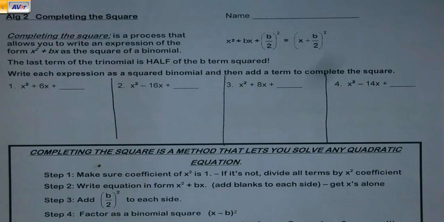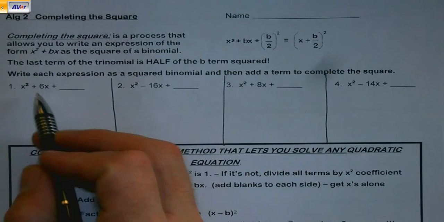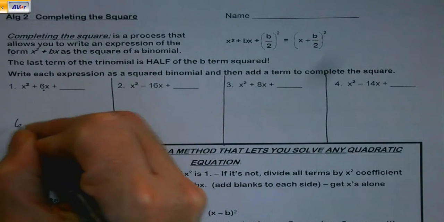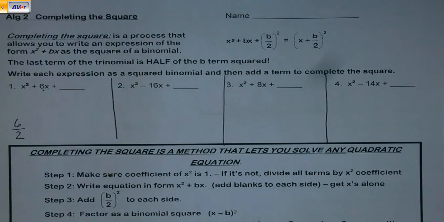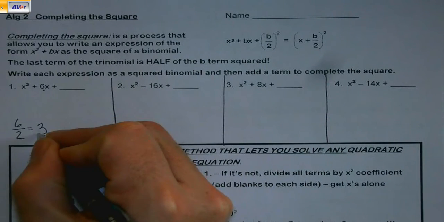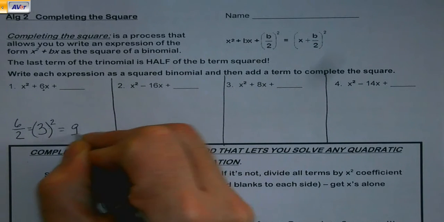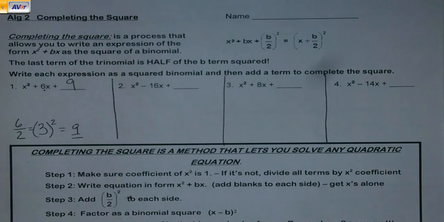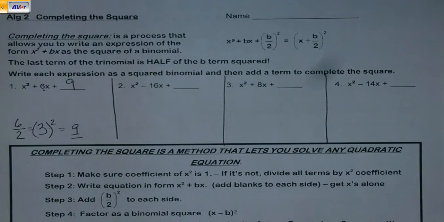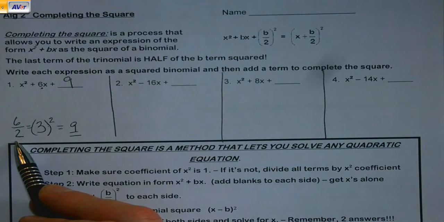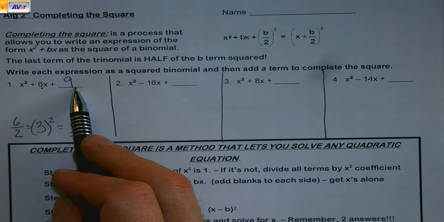So here's how this works. Write each expression as a squared binomial and then add a term to complete the square. Here's how this is going to work every time we do this. We're going to take the number in front of x, our b term, and divide it by 2. And then whatever answer we get, we're going to square. And that's the number that we would put in our blank, because we're going to be putting blanks in things here too to help our process. So take your b value, divide it by 2, square it, and then that's the number to complete our square.